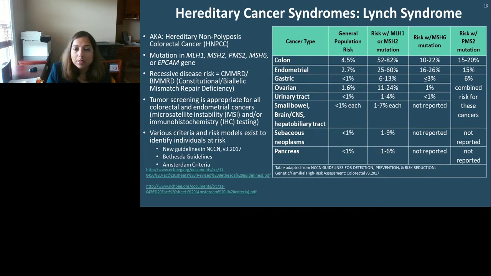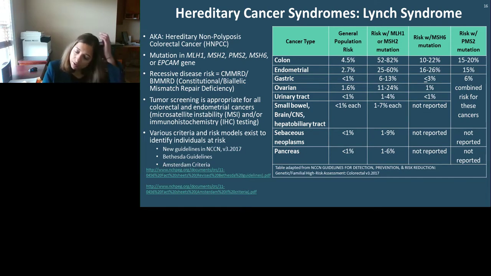Lynch syndrome has multiple genes that would confer risk, and they have differences in the likelihood of occurrence of cancer based on the gene that's involved. We've talked about the recessive condition where you can get a marked increase in childhood cancers and cancers in general. The testing recommendations are currently based on Bethesda and Amsterdam guidelines, but colon cancer is the predominant risk and the highest lifetime risk.